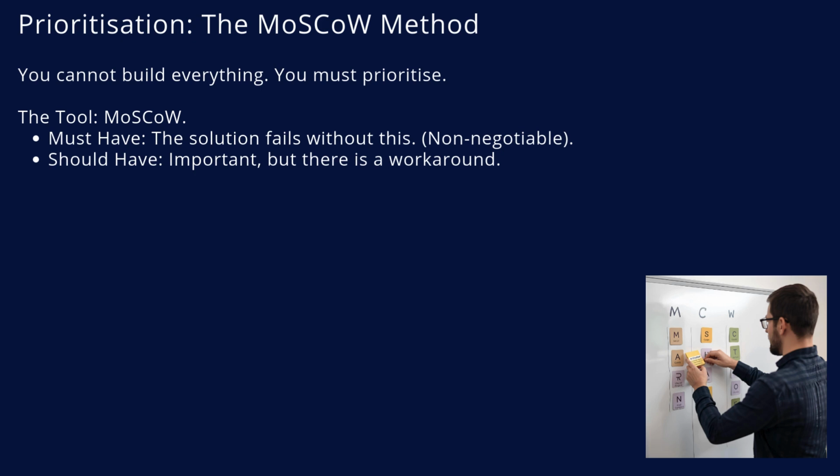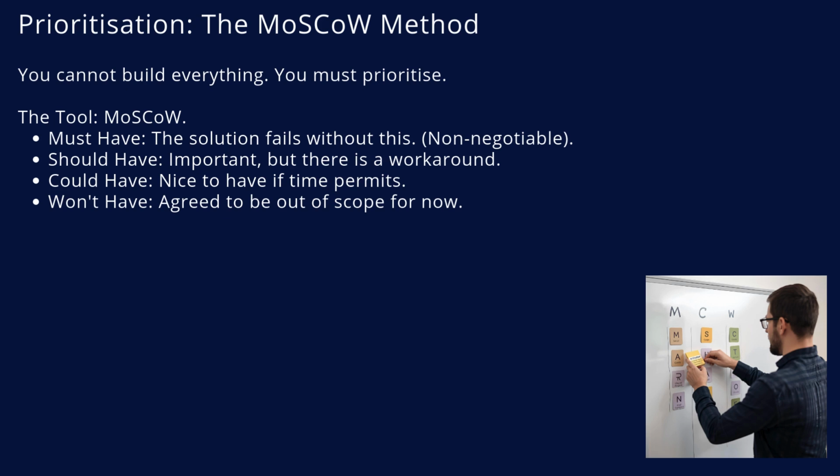S is should have. These are high priority, but if the project is delayed, we could survive without them for a few weeks using a workaround. C is could have. These are the bells and whistles. We only build these if we are ahead of schedule.